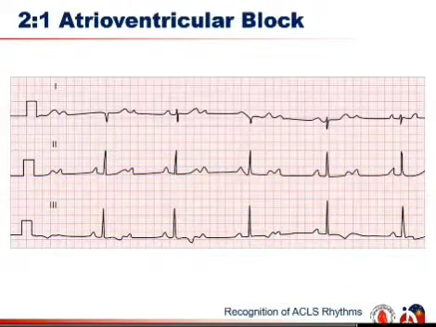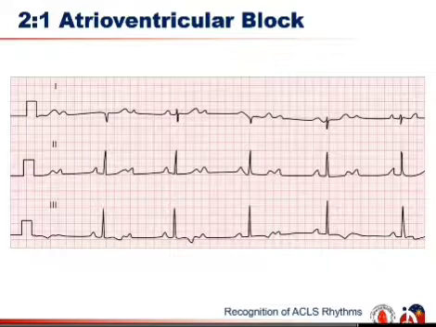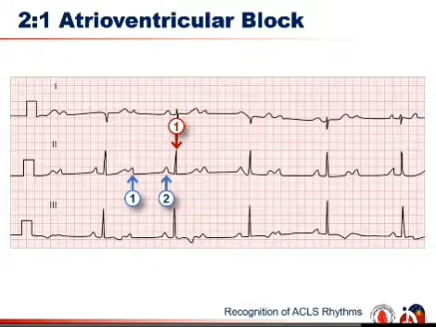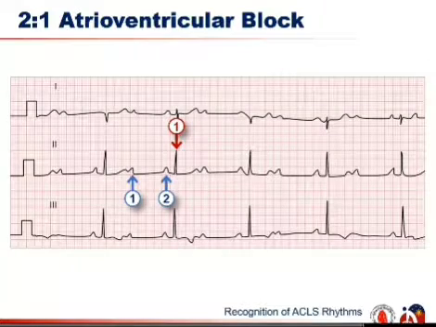This ECG shows a 2:1 AV block. Not all P waves are followed by a QRS. One QRS complex appears only after two regularly occurring P waves.